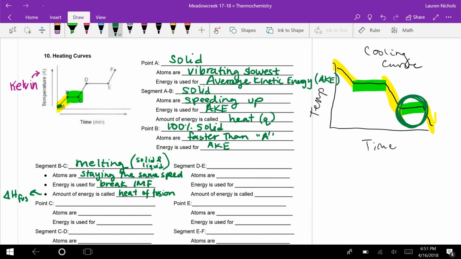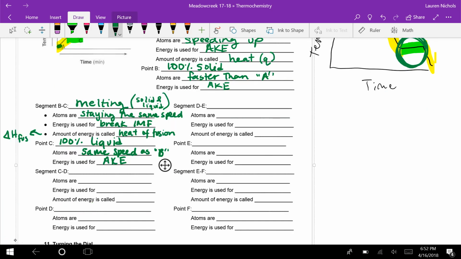At point C, all melting has occurred, and so now I'm 100% liquid. Halfway between B and C, you'd have 50% solid, 50% liquid, but at this point you are 100% liquid. The atoms are the same speed as at B still, and the energy is going to be used for average kinetic energy because melting is finished at point C. Only during melting, or only during a phase change, are we breaking or forming bonds.